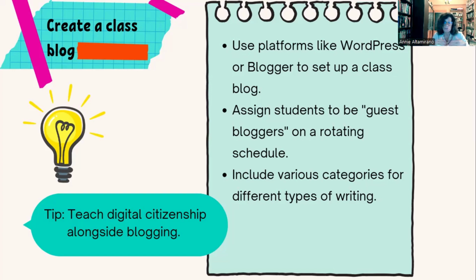You can include different categories for different types of writing, maybe a section for book reviews, another for creative stories, one for opinion pieces on current events. Use this as an opportunity to teach digital citizenship. Discuss important topics such as online safety, how to comment respectfully on each other's posts, and the permanence of online content. These are crucial skills in our digital world.